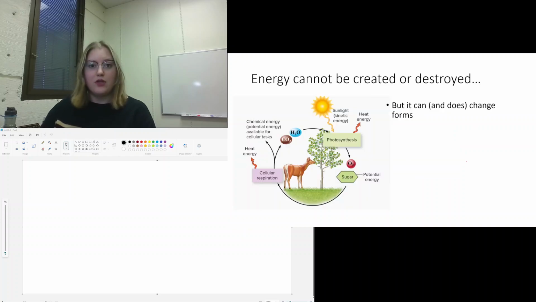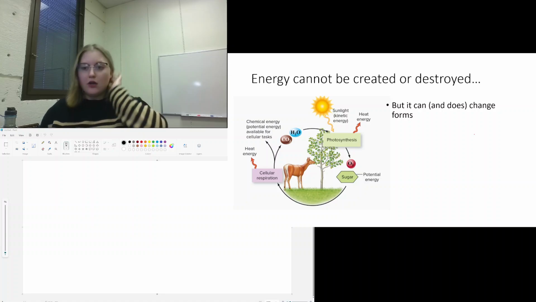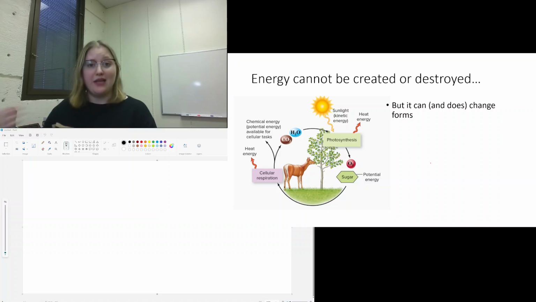So first off, let's remember that energy cannot be created or destroyed based on the first law of thermodynamics, right? But it can change form, right? So our energy comes in from the sun. So this is a form of kinetic energy, right?